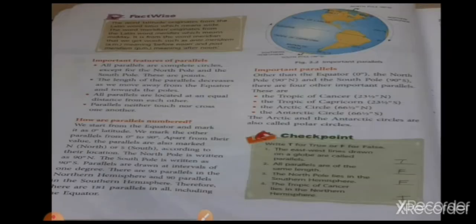Okay children, so now next checkpoint. Write T for true or F for false. First, the east-west lines drawn on the globe are called parallels. This is true. All parallels are of the same length. No, this is false. The North Pole lies in the southern hemisphere. False. The Tropic of Cancer lies in the northern hemisphere. This is right, true.